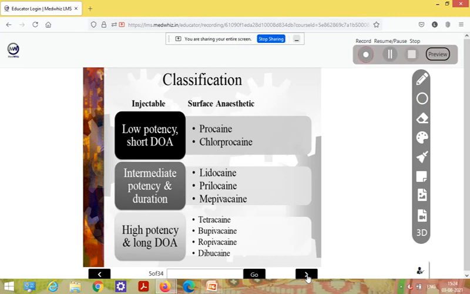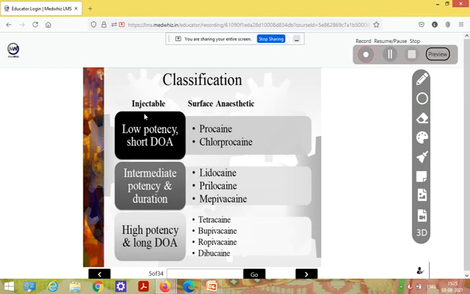The second way of classification includes the type of administration. Either we are going to inject it around a nerve or we are going to apply it topically. The best example is the eye drops you put before you go in for an ocular surgery, or before you get a tonometry done, or a measurement of the intraocular pressure. Those are called surface anesthesia, or something you want to numb by topical application. So that is surface anesthesia. Whereas your injectables, we are going to inject around a nerve.